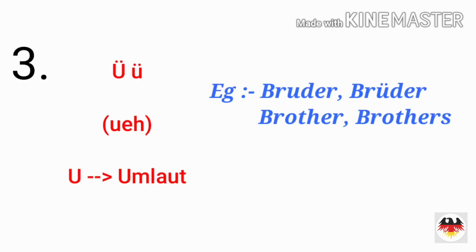And the last umlaut is u. U with an umlaut becomes ü. Please repeat after me. Ü. And the example is Bruder is brother, Brüder is brothers. Here you noticed that umlauts generally go with the plural form of a German word.